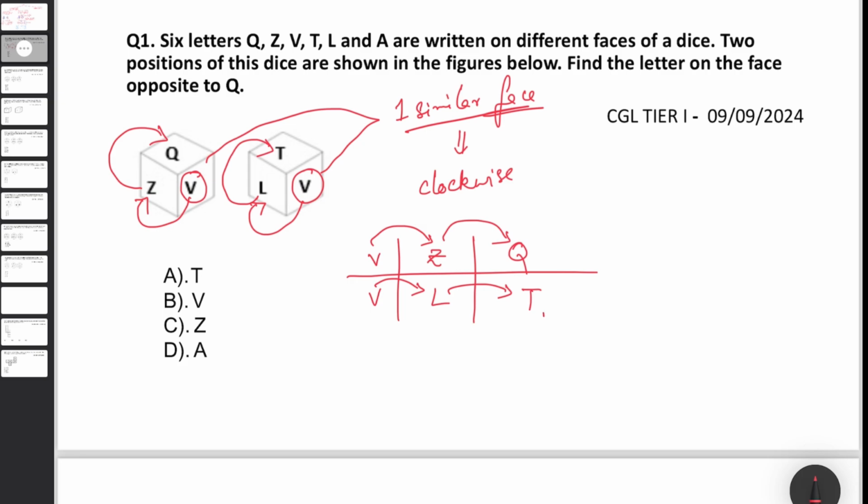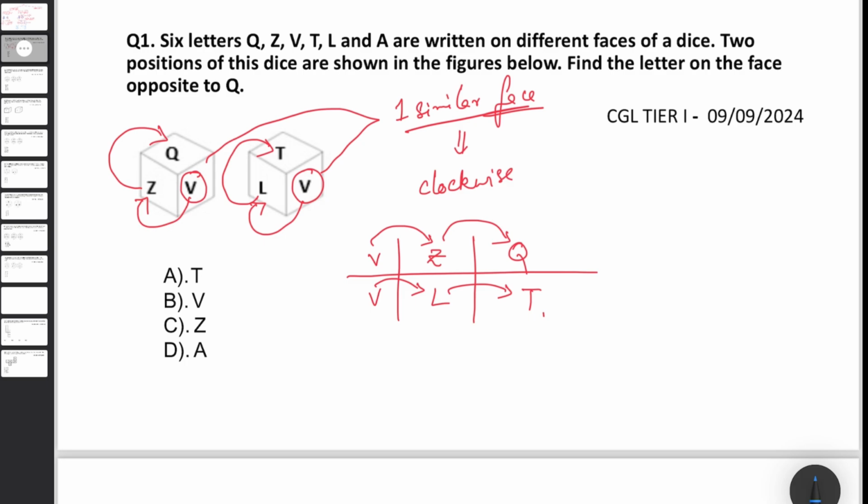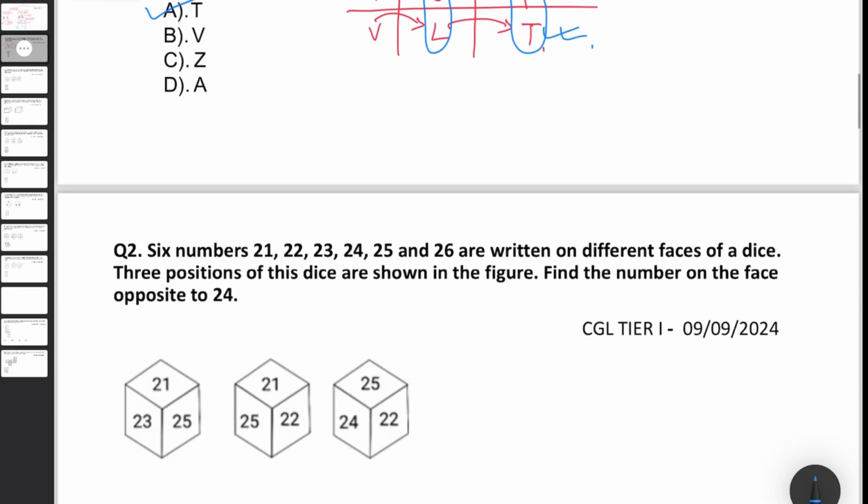So I've already told you that Z and L are opposite to each other, and Q and T are opposite to each other. So what's the question? Find the letter on the face opposite to Q. What is the opposite of Q? It's obviously T. So the answer is T. I hope you get this point. Let's move on to the next question.